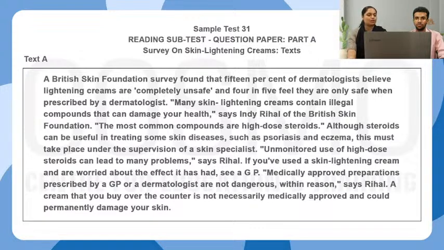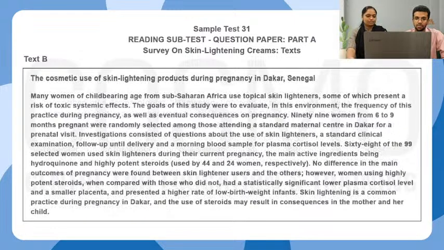So let's start with text A. It is already displayed on the screen. Please go through it and identify the keywords. I think by this time they have come up with keywords for text A, right, Ashwin? Right. Now let's move on to text B.